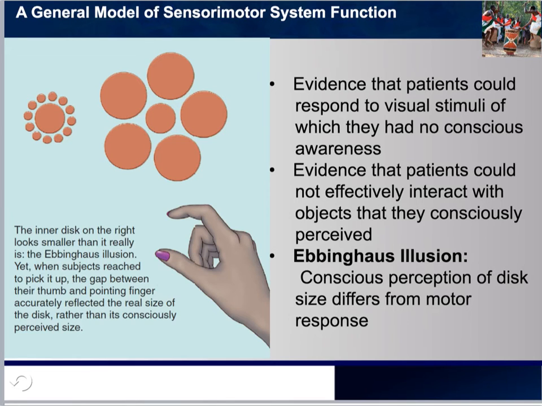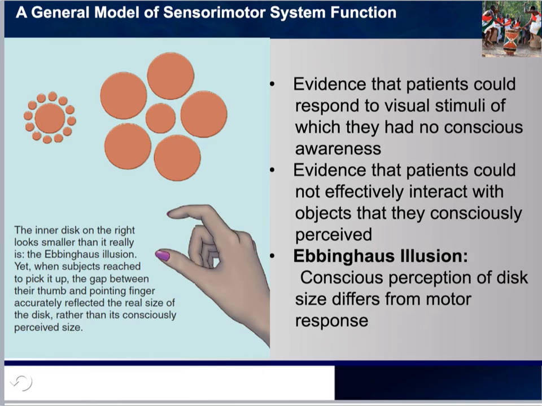In this example here of the Ebbinghaus illusion, we actually find that the inner disk on the right, that is to say this one here, looks smaller than it really is, and it gives us the illusion that this would be bigger than this one here. Yet, they're the same size.